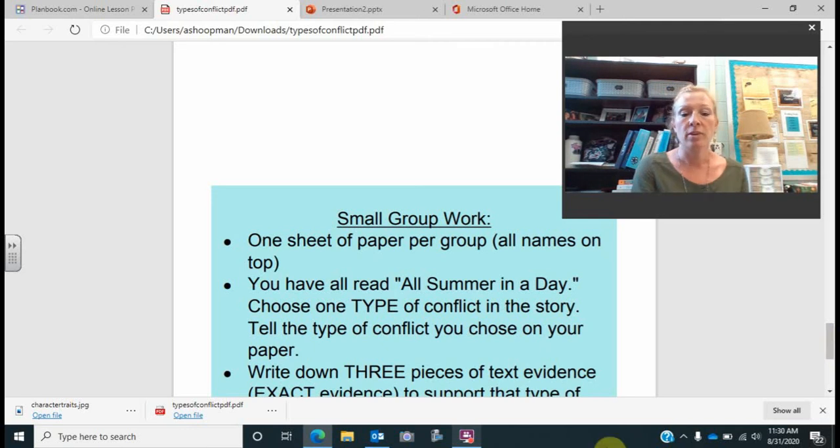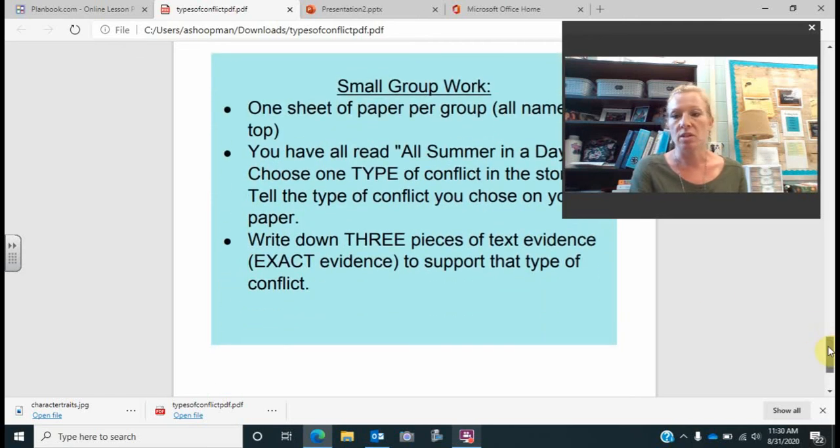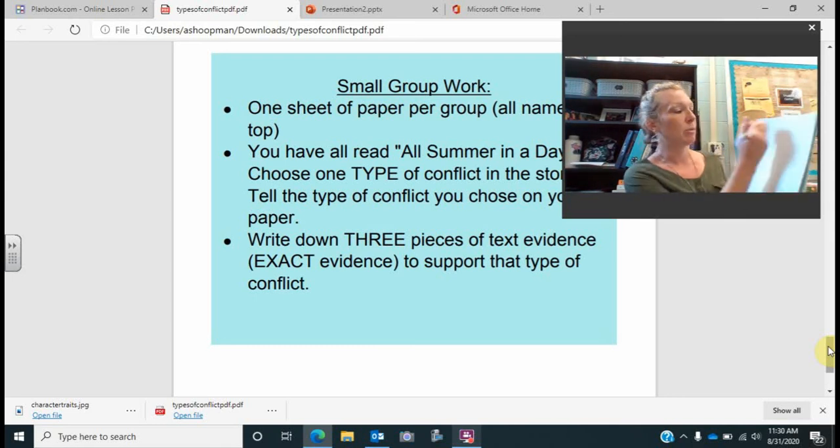What I want for you to do is choose one type of conflict from the story. So it's either man versus man, man versus nature, man versus self, or man versus society. And actually, there are all of those within that story. So you're going to choose one. You're going to write that down on that sheet of paper. So maybe you label that one. I'm going to go ahead and write it on this side.